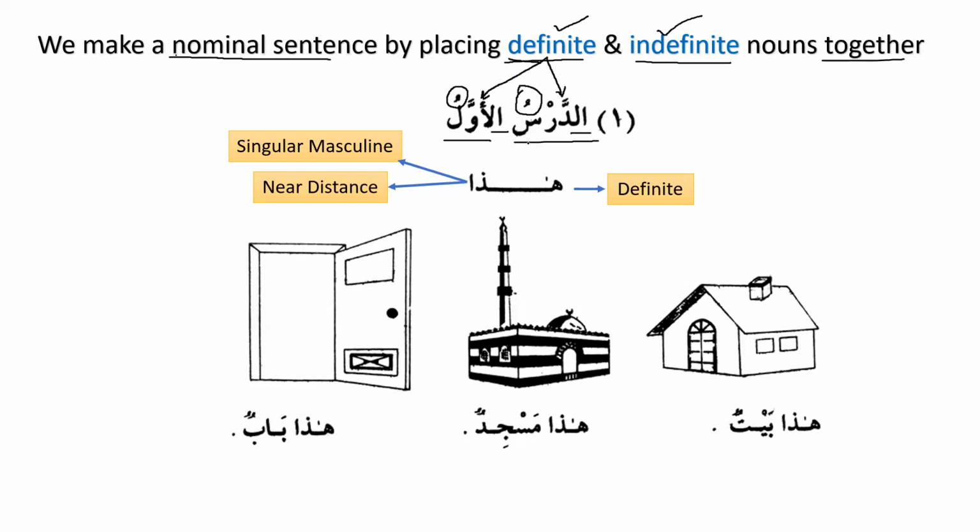Exactly. So that's why we say ad-darsu al-awalu, lesson 1. And now we can see over here that it starts with the heading. Excellent. So we start with hada. And as we have learned, hada is a definite noun, it is singular, it is masculine, and it is used for near distance.